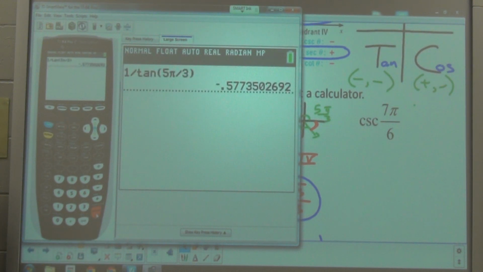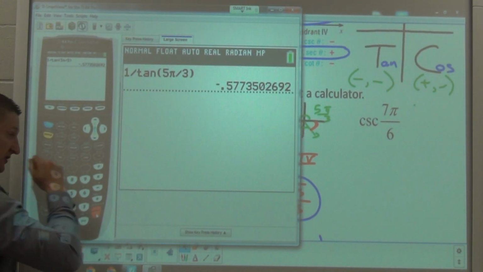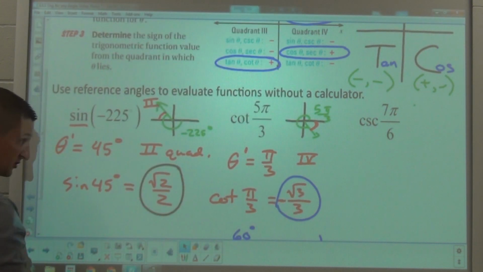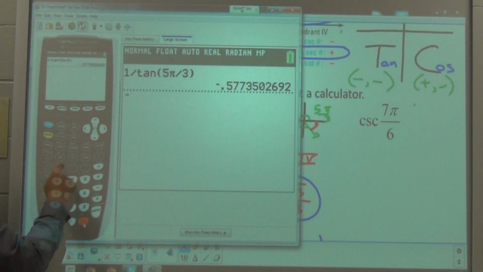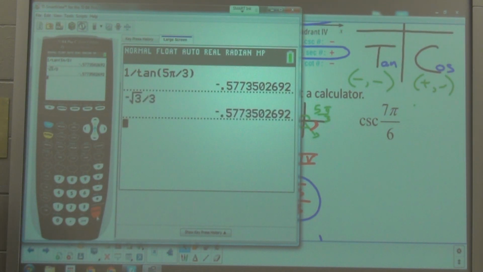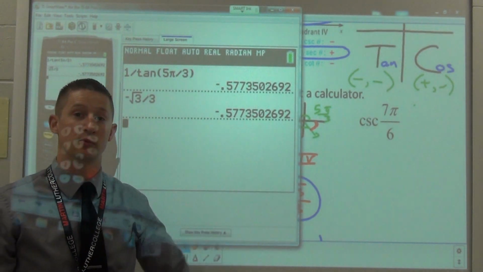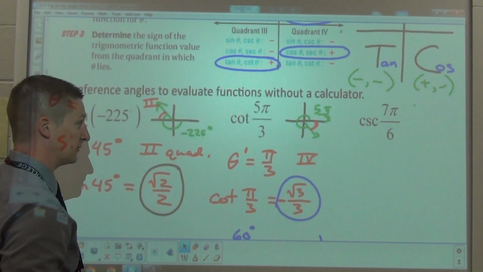I hit enter. I get negative 0.57735. Again, an ugly decimal, but what was our answer? We said negative square root of 3 over 3. So let's check that. Let's take the opposite of the square root of 3 divided by 3. We hit enter, we get the exact same decimal, which means that we did this problem correctly. We'll do one more example.